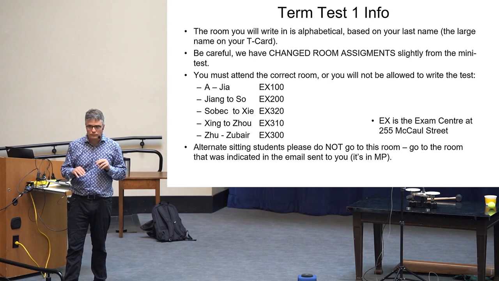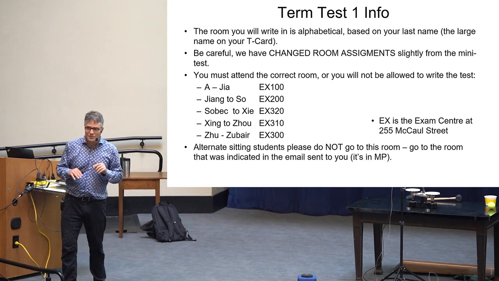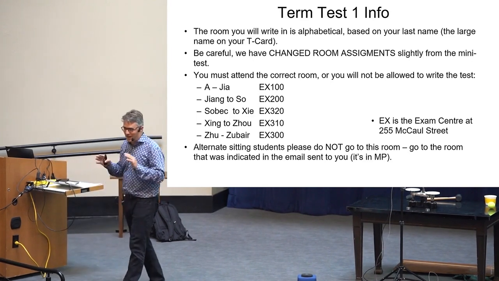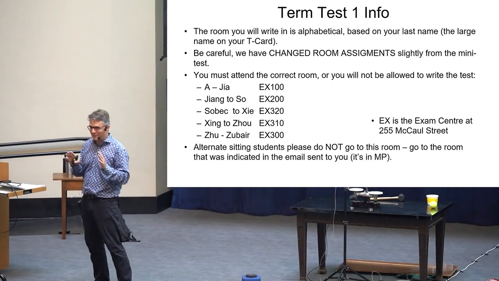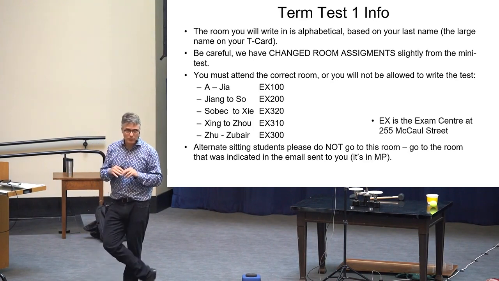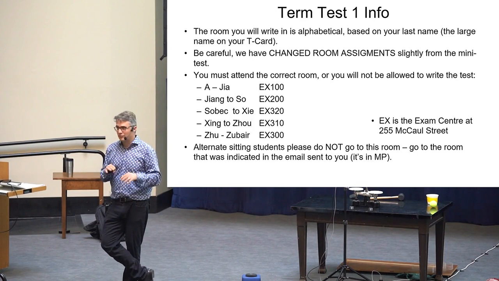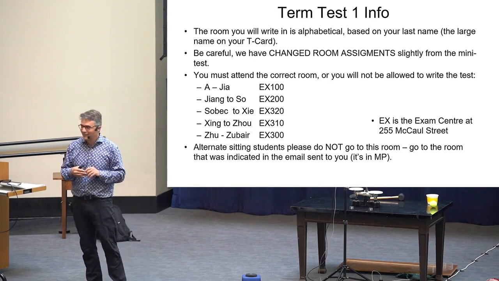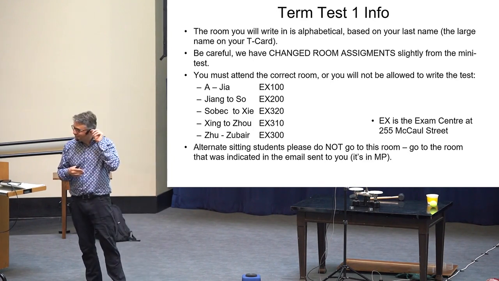So these are actual last names, and you have to figure out where your name fits, A through Gia, where Gia is the last name, but Jiang goes into EX200. So the J's have been flipped around. So make sure you at least know where you're supposed to go based on the alphabet.